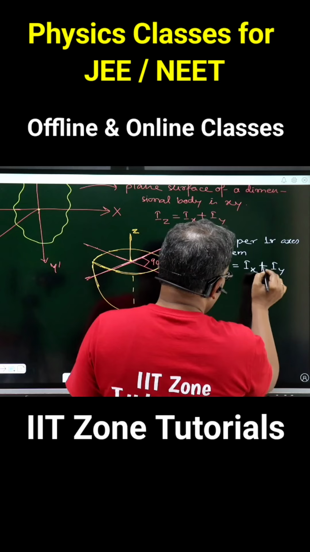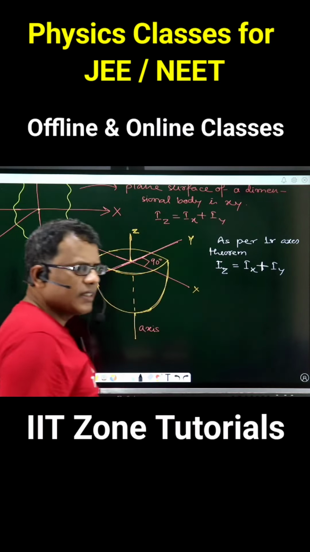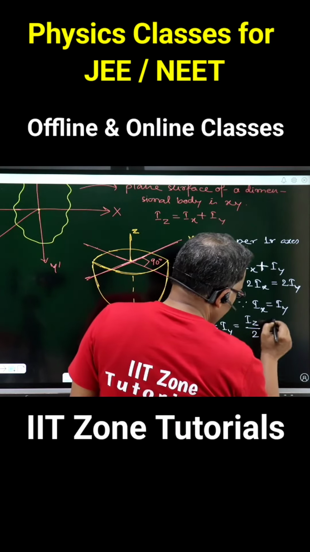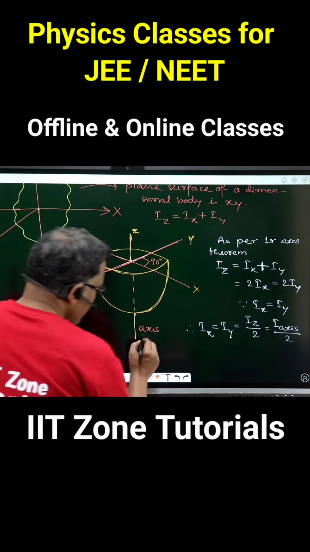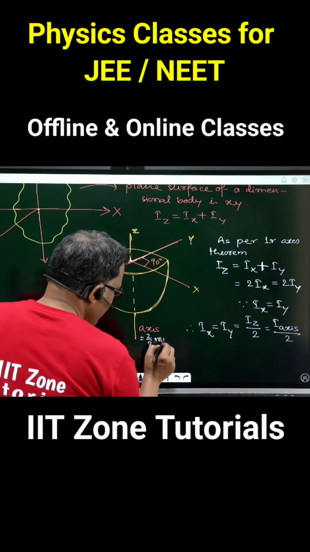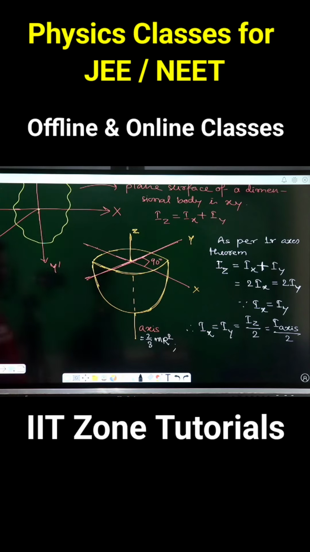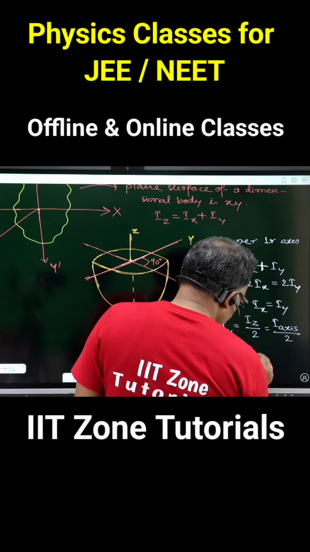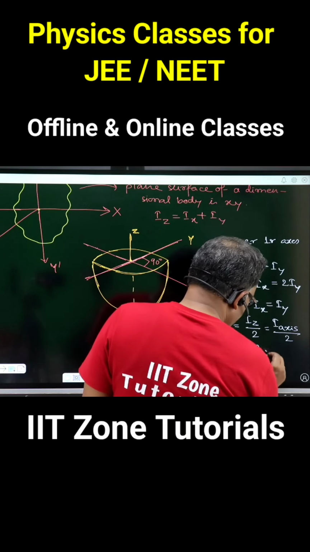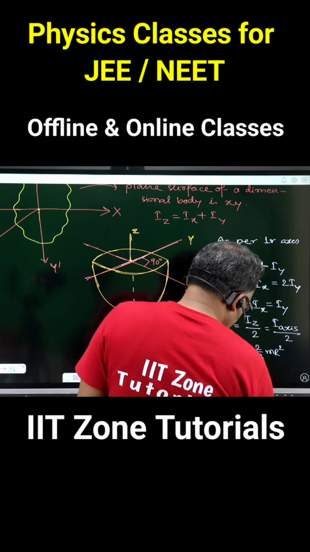In fact, Ix and Iy are identical by symmetry, and Iz is nothing but I about the geometrical axis. And we know that I about the geometrical axis is 2/3 MR squared. For a hollow hemisphere, the moment of inertia about the geometrical axis is 2/3 MR squared. So that means Ix or Iy is 1/2 into 2/3 MR squared, which ultimately is 1/3 MR squared. Is that clear?